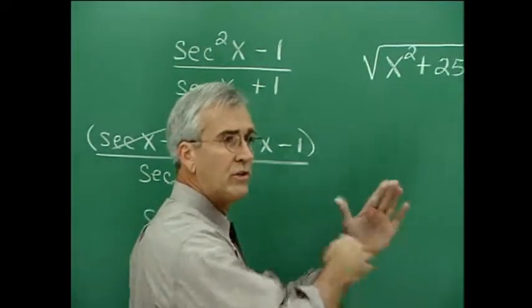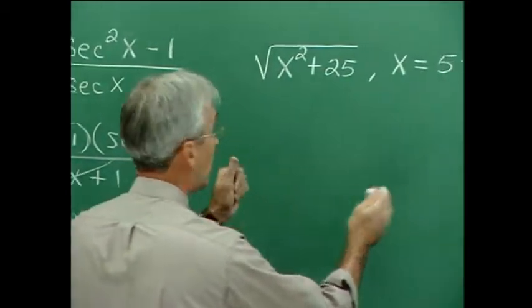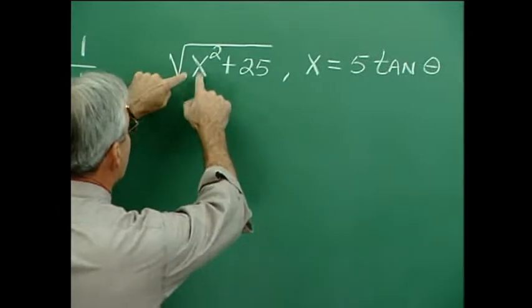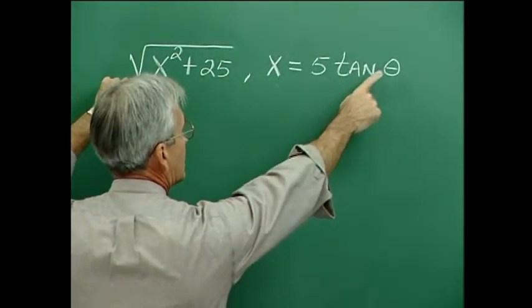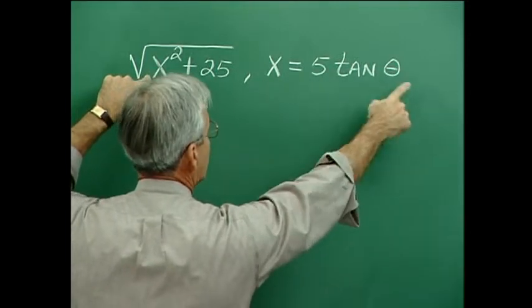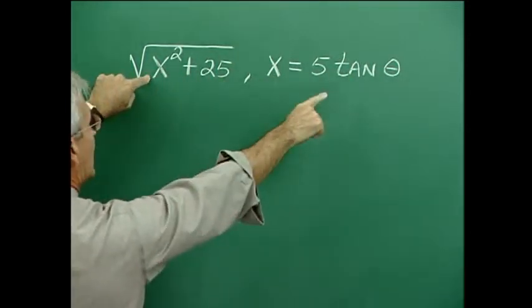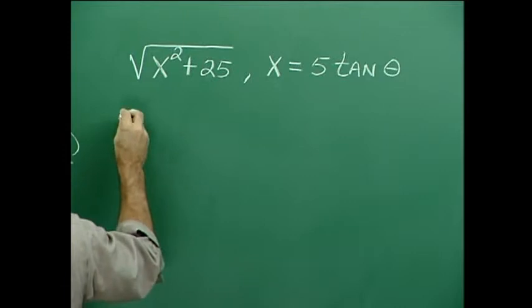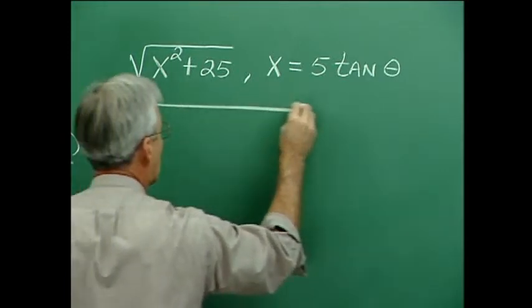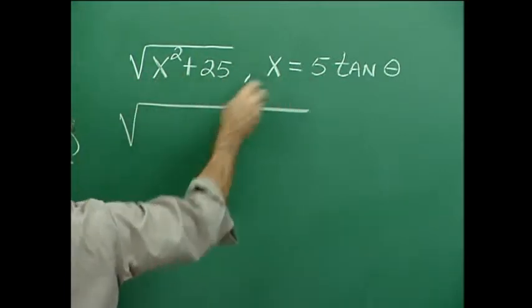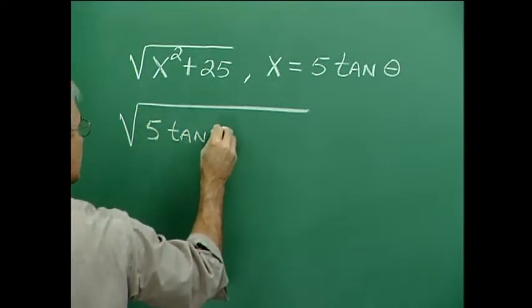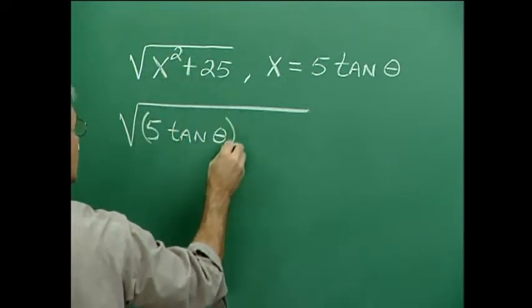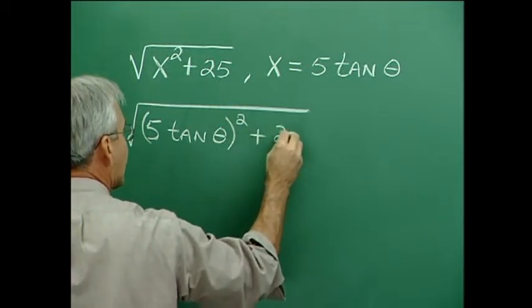Here's a situation that just involves a simple substitution, or what appears to be a simple substitution. We have x squared plus 25 under a radical, and x is 5 tangent theta. Well, if x is 5 tangent theta, let's replace x with that value and just kind of follow our nose through the problem. This becomes, let's see, the square root of, now x is replaced with the 5 tangent theta, and it's squared. So the whole thing is squared, then plus 25.